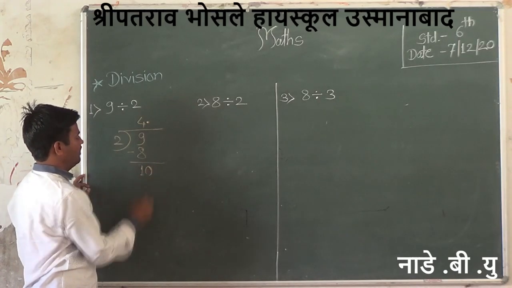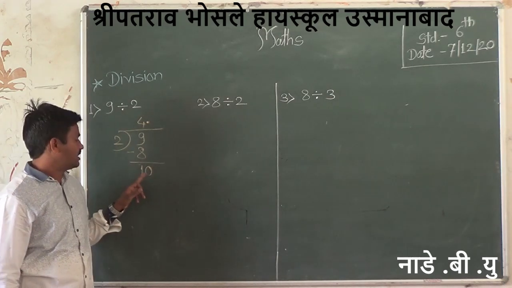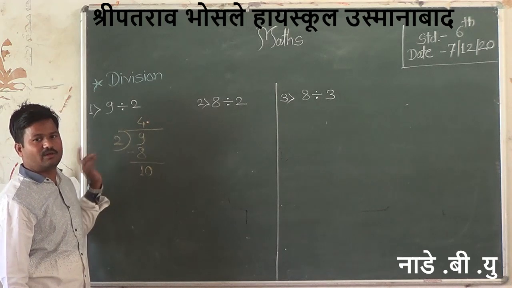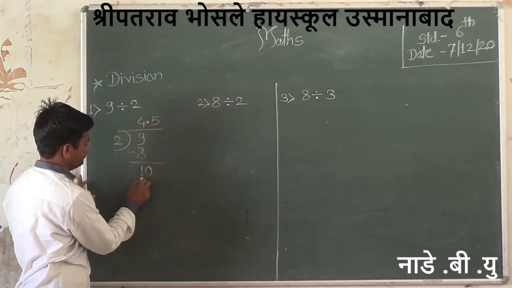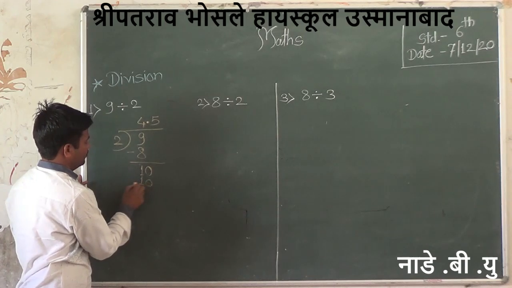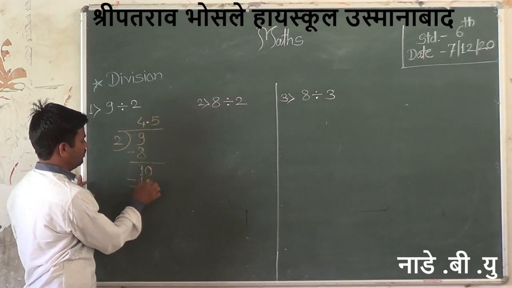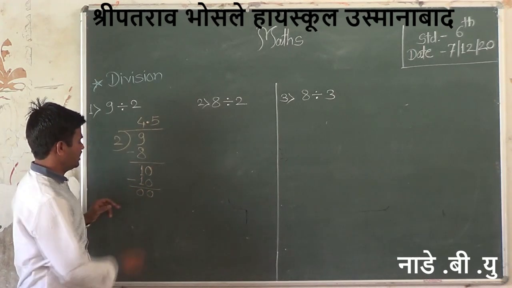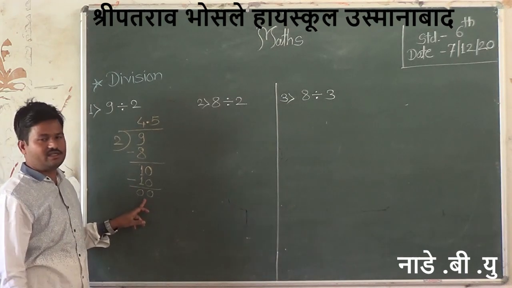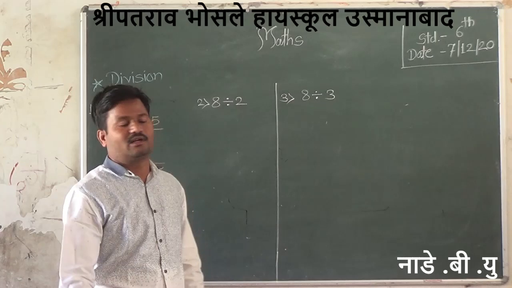Here we make the number 10. Now 10 is in the table of 2: 2 fives are 10. Here 10 is subtracted from 10. 0 minus 0 is 0, 1 minus 1 is 0. Now the remainder is 0 and the quotient is a decimal.